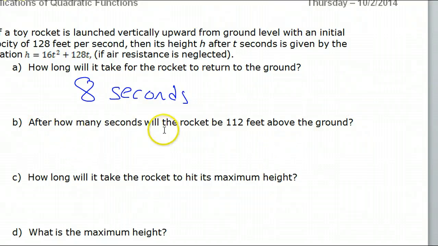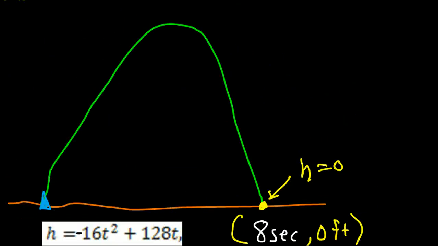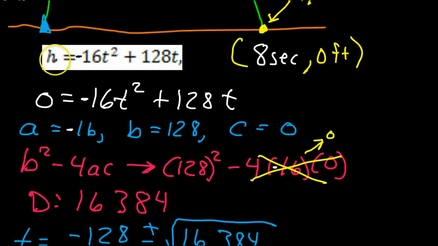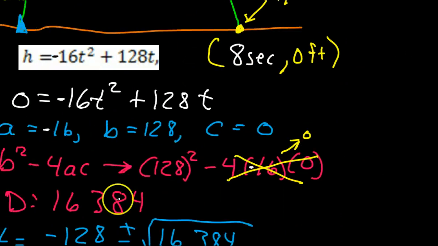Now, after how many seconds will the rocket be 112 feet above the ground? Okay, so at some point along the way, the rocket is at 112 feet. But all we care about is the height. The height is 112 feet. So let's see, do I have room over here? No, I'll have to do it over here. Let me just move this over.